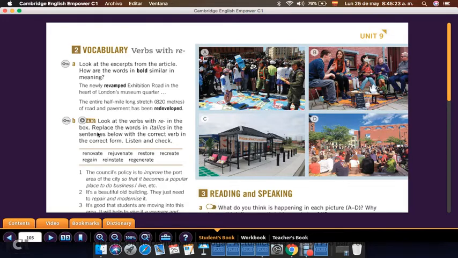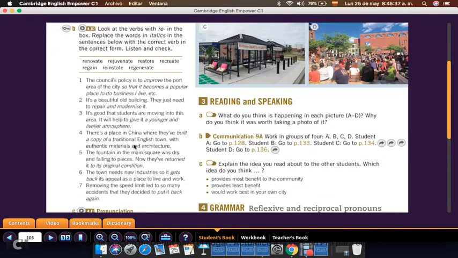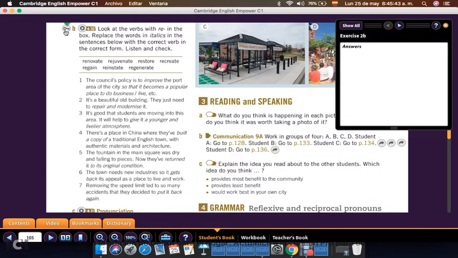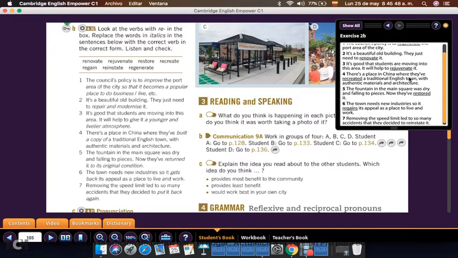Replace the words in italics in the sentences below with the correct verb in the correct form. Listen and check. Okay, you've got these words right here that you're going to look for in a dictionary. And then you're going to replace them in these sentences right here. And you will check that this is the correct replacement.